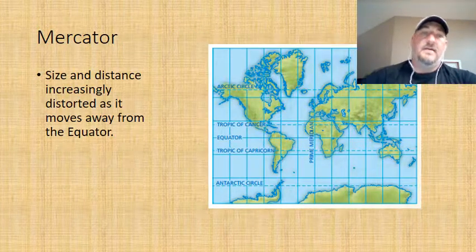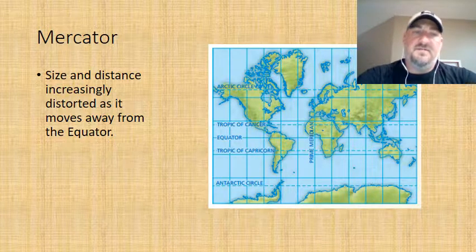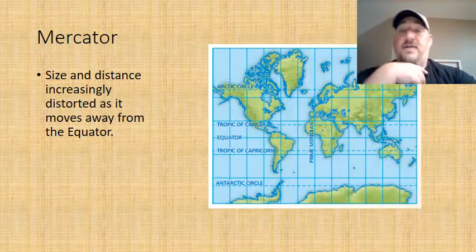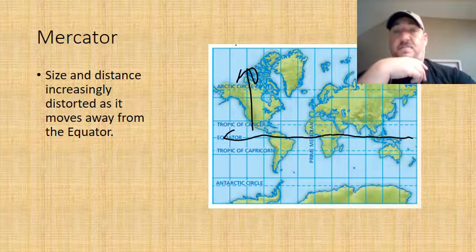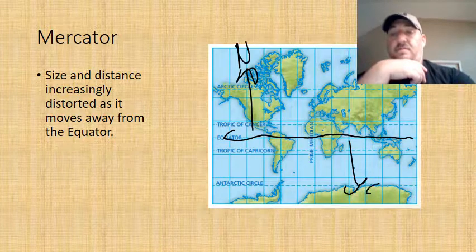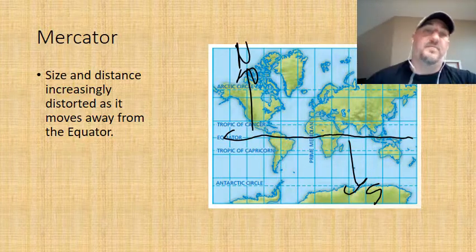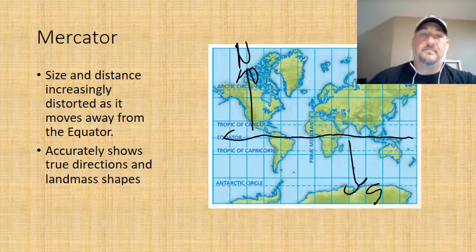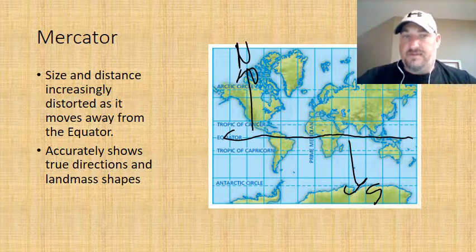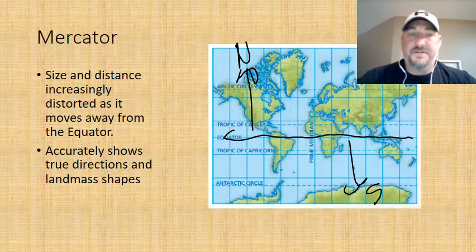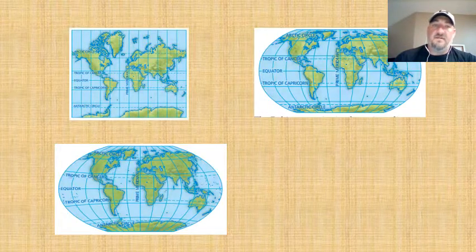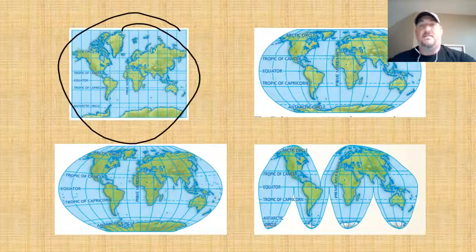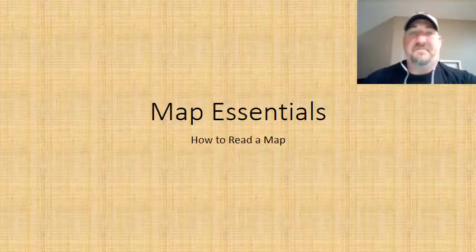The Mercator: size and distance are increasingly distorted as it moves away from the equator. So we have our equator line, and then the further north you go, or the further south, we're going to get that distortion with the size and the shape. One of the positives, though, is that the Mercator actually accurately shows true direction and landmass shapes. So we have the four. Didn't talk about this one, but that's all right.